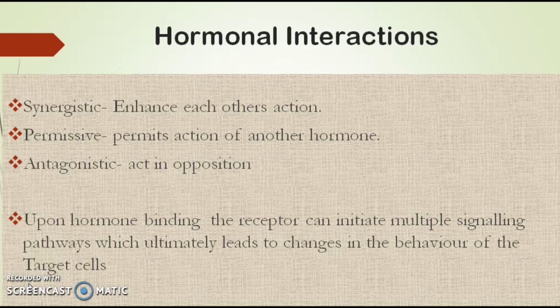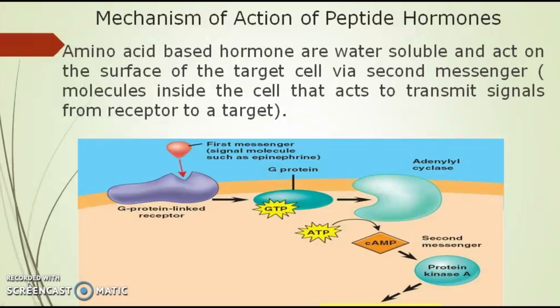The hormonal interactions that take place in the body can be of three different types. First is the synergistic, that means the hormones enhance each other's actions. The second one is the permissive, that is, it permits the action of another hormone. And antagonistic, the ones that act in opposition. Upon hormone binding, the receptor can initiate multiple signaling pathways which ultimately lead to changes in the behavior of the target cells.